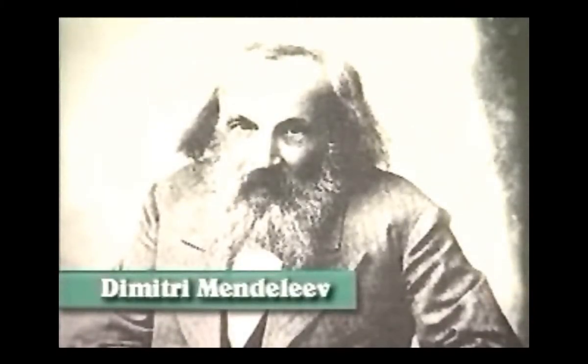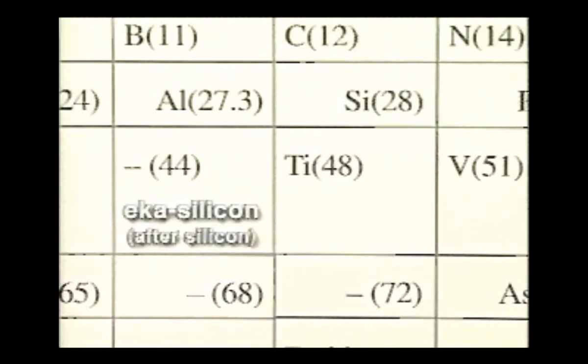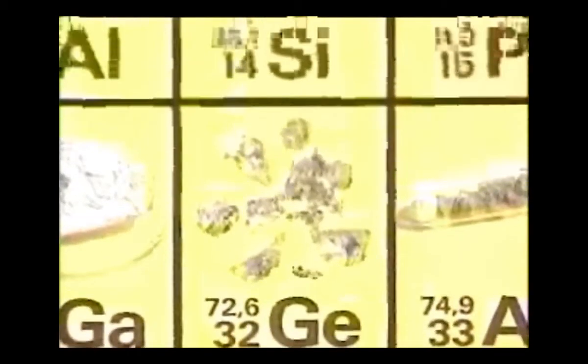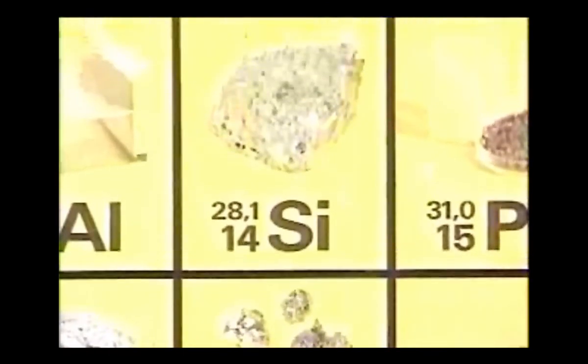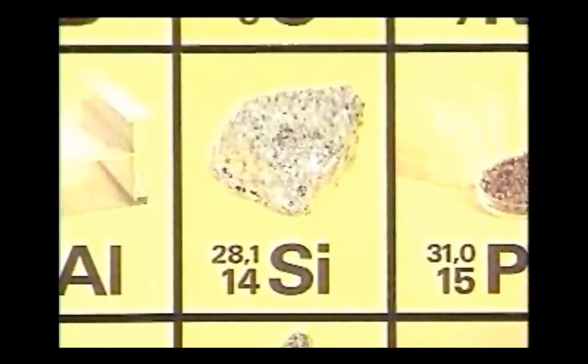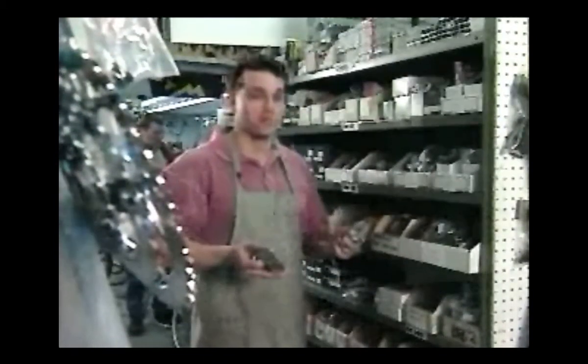Mendeleev's table had gaps in it, and he predicted that these were unknown elements. One of these elements he called ecosilicon. So when elements like germanium, which follow silicon, were discovered and matched the properties Mendeleev predicted, he became famous. Mendeleev had found patterns among the elements, but at the time, nobody could explain the big picture.